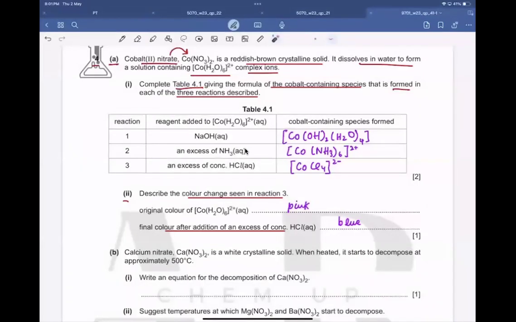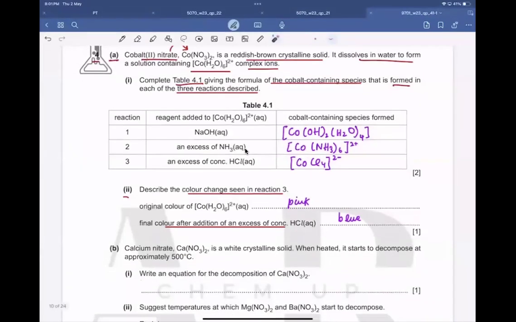Okay. But if, for example, instead of cobalt, we have a copper. So now is my screen working properly? No, it's again lagging.